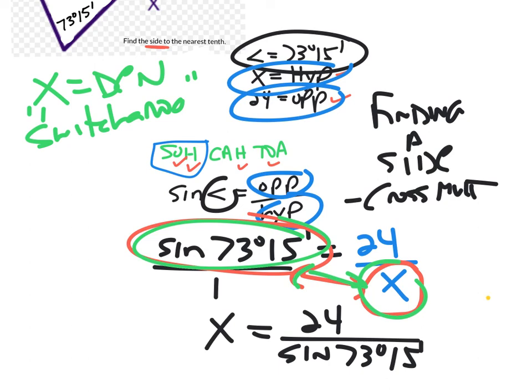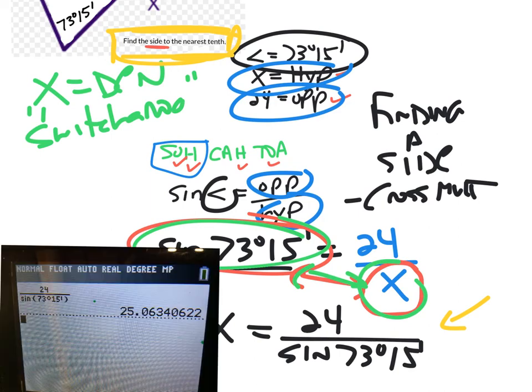I'm now going to type this into my calculator, and the directions say round to the nearest tenth. Anytime you're finding a side, you always go to the nearest tenth. Anytime you're finding an angle, you're always going to the nearest minute. So here x is equal to 24 divided by the sine of 73/15, and to the nearest tenth, the 6 is going to round that 0 up to 1. So our answer is 25.1.